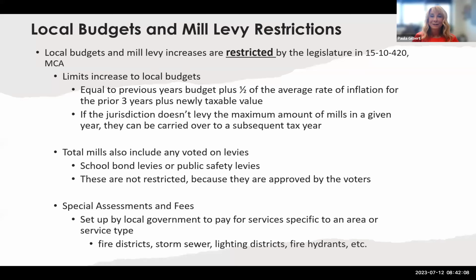In addition, there are specials and fees that are added to pay for services specific to an area or service type, such as fire districts, storm sewer, lighting districts, and fire hydrants. In general, the taxing jurisdictions are required to follow the guidelines, and if they want to increase above this calculated amount, they have to go to the voters and get approval for that increase.